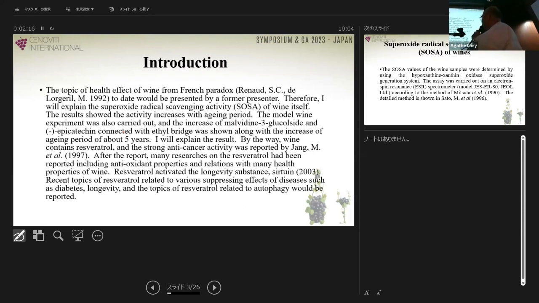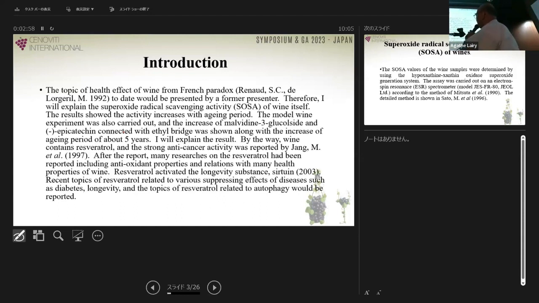I call it SOSA of wine itself. Wine itself, I will explain the superoxide radical scavenging. And the results show the activity increases with the aging period. The model wine experiment was also carried out, and the increase of malvidin 3-glucoside and epicatechin connected with its bridge was shown, along with the increase of the aging period of about 5 years.